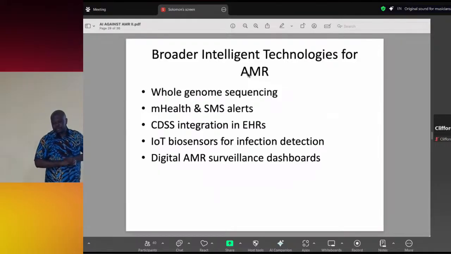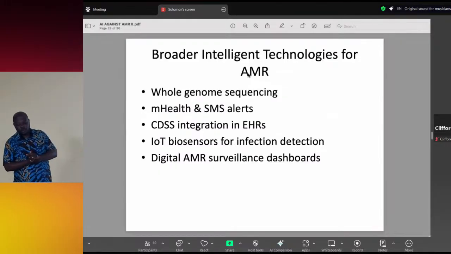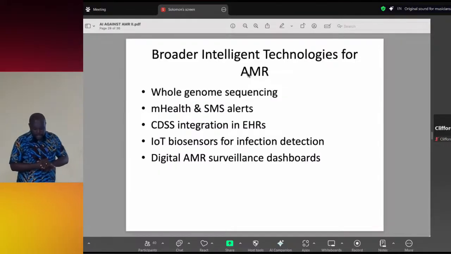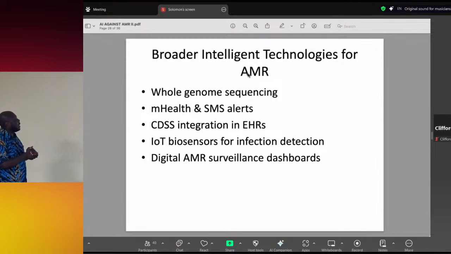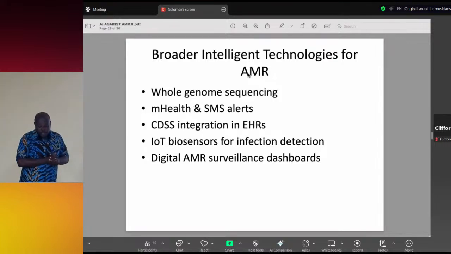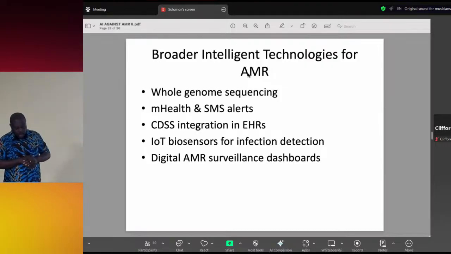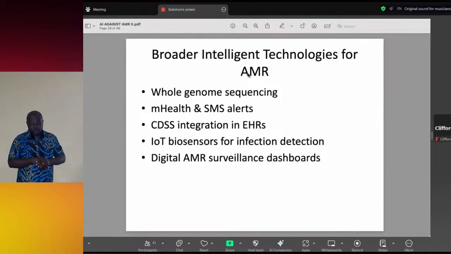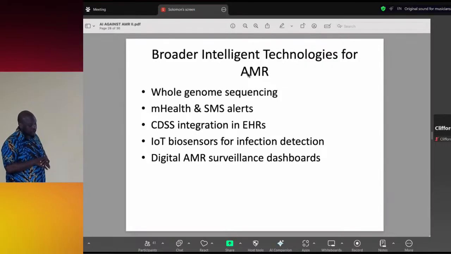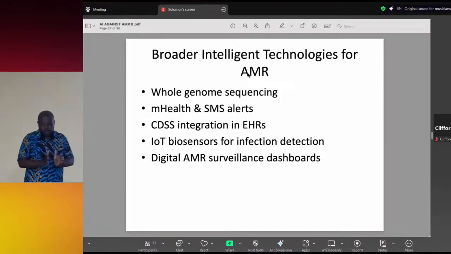Other intelligent technologies exist for this. These include whole genome sequencing, and our colleagues who do bioinformatics do encounter a lot of these genome sequencing algorithms, which can also be used to trace resistance. So then we can predict resistance by analyzing large volumes of genomes, and we can tell specific genes that can be responsible for this.